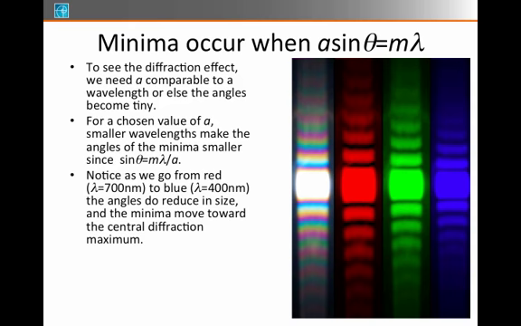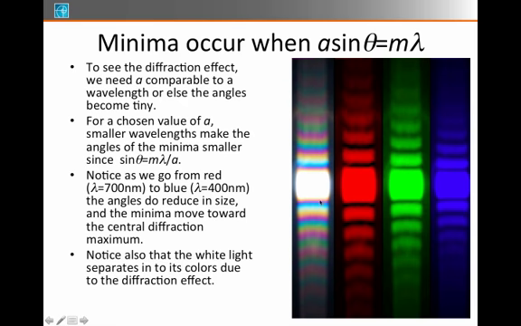Notice as we go in this picture from red, which has wavelength on the order of 700 nanometers, to blue, which has wavelengths closer to 400 nanometers, the angles reduce in size because the minima are moving toward the central spot here. Instead of being way out here where the first minima is, it's way inside. That's to be expected from this formula of A sine theta is a multiple of the wavelength.